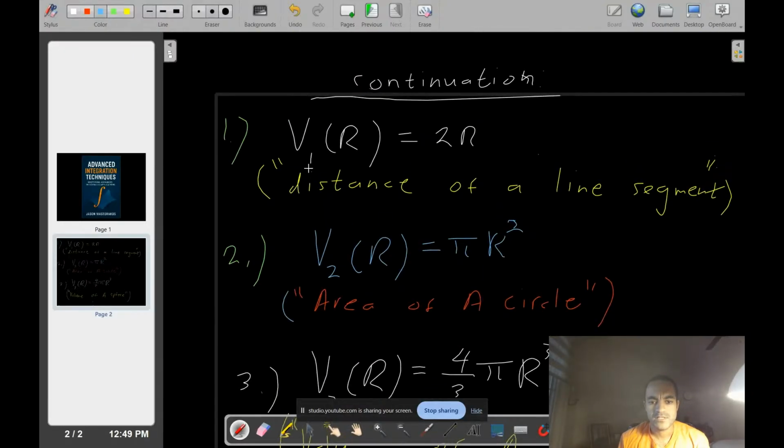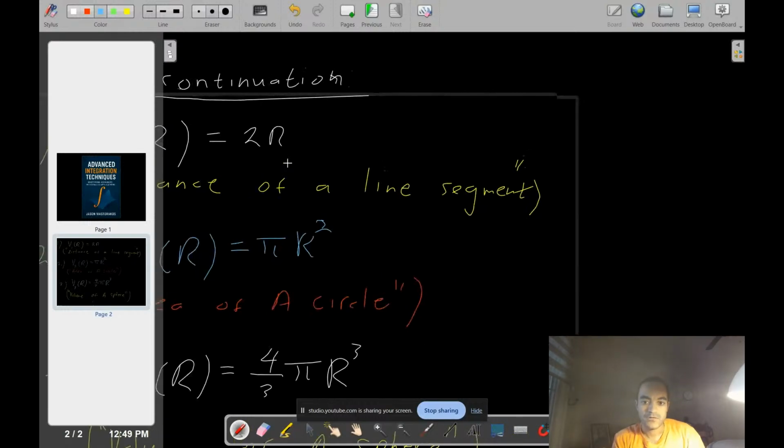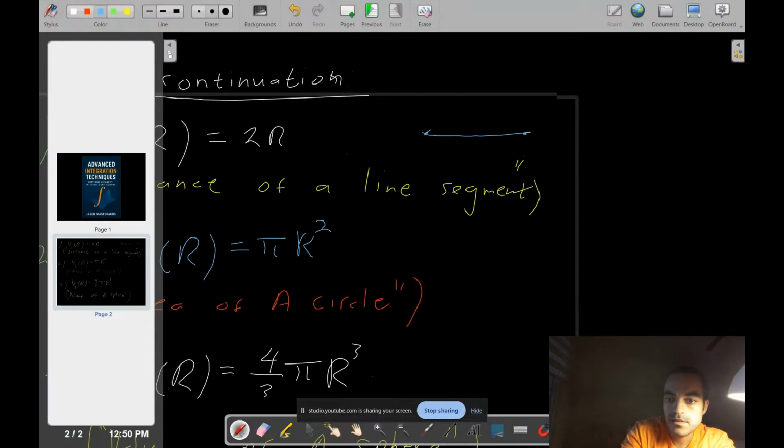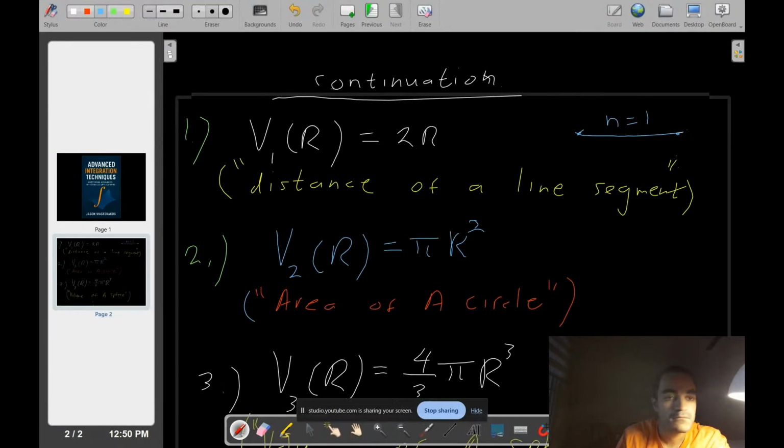Right. So we stated that n equals 1, we will have a distance of a line segment. Okay. N is one dimension. It should be a line segment. Okay. Let me put a drawing here. Okay. So maybe this will help. Okay. So n equals 1 is a line segment. Okay, this is at n equals 1 dimension. In 1 dimension, I have a line segment.